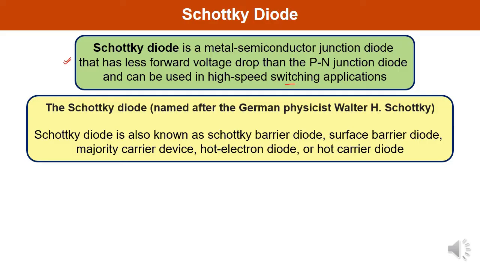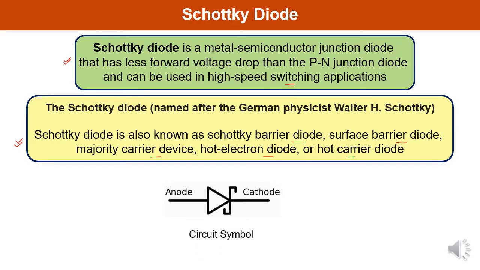Schottky diode is named after a German physicist Walter H. Schottky. And this particular Schottky diode is also known as a Schottky barrier diode, surface barrier diode, majority carrier device, hot electron diode or hot carrier diode. So these are all the alternate names of the Schottky diode.